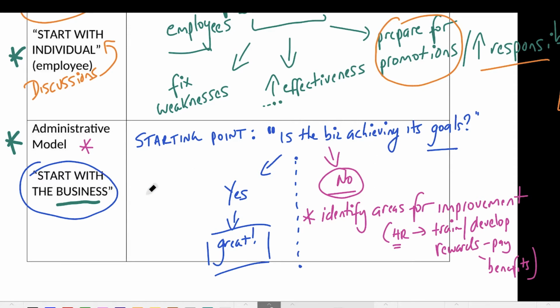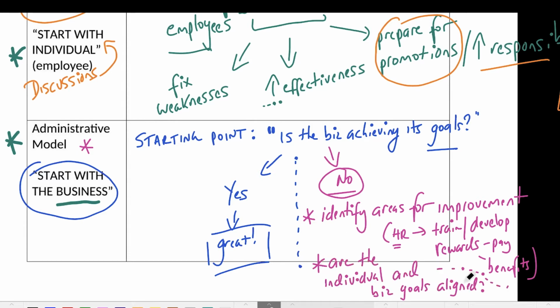The other thing that we can do with this administrative model is that it also asks us to think about whether the individual and business goals are aligned. Because if we look at it here in this first part, we are very much looking at what the individual's goals are, and then here we're looking at what the business's goals are. So the administrative model allows us to take a look and say, are these two sets of goals aligned? Can they work together? And if so, what are the kind of things we can put in place to further improve those things?